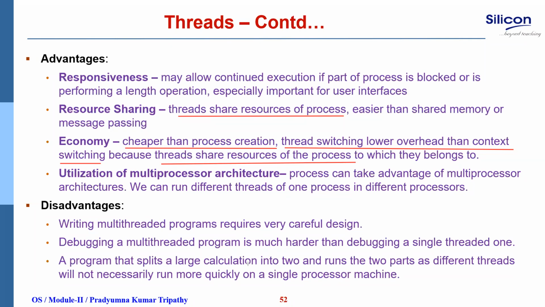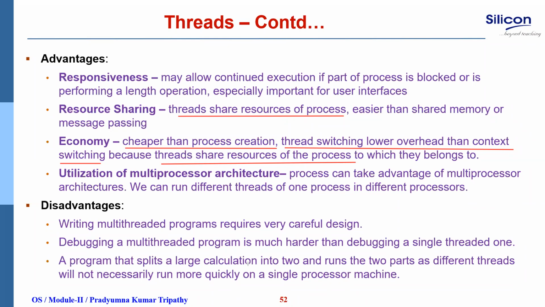So these are the advantages. Responsiveness: the user will get a response very quickly. Sharing of resources, because the threads share the resources of the process. Economy, because thread switching, thread creation, and thread deletion take very little time as compared to a process.